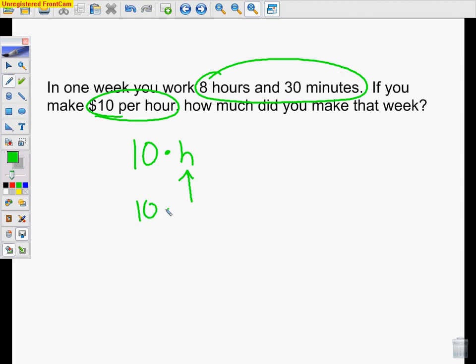So 10 times, well, how do I plug in 8 hours and 30 minutes? What number is that really as a decimal? Well, that's really 8.5 because we know that 30 minutes is half of an hour, right? So let's say you didn't know that. You should know at least that there are 60 minutes in 1 hour.